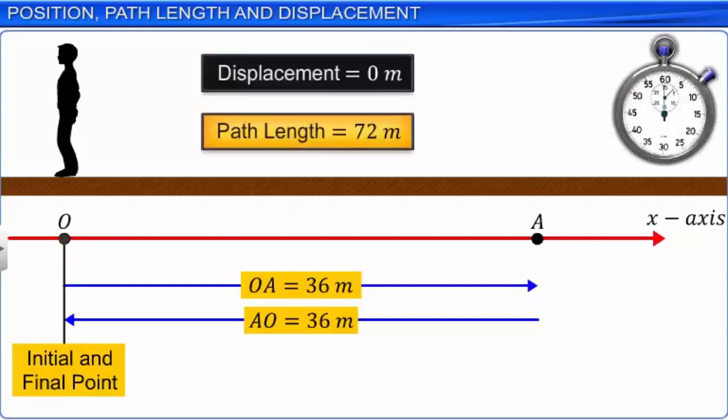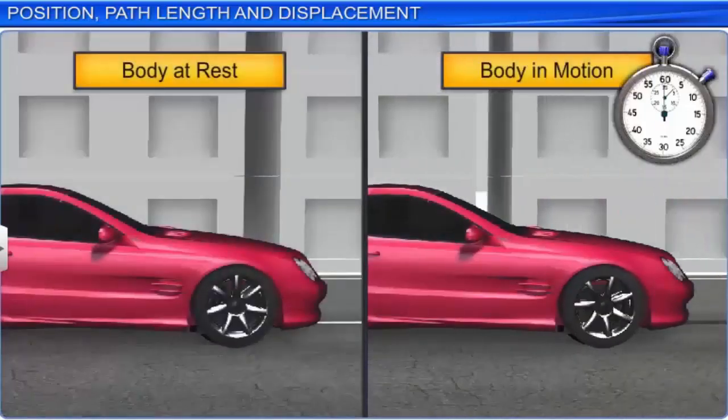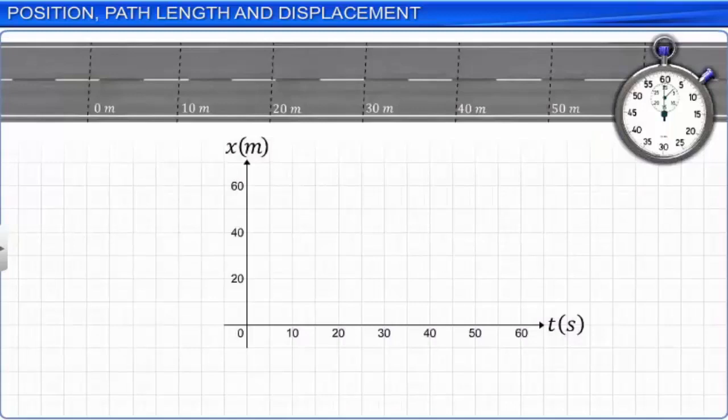Let us observe some types of motion and the corresponding graphical representation. Case 1. When an object is stationary, its position does not change with time. A car is stationary, say at a point 40 meters from the origin. The graph will be a horizontal line passing through the 40-meter mark on the y-axis.